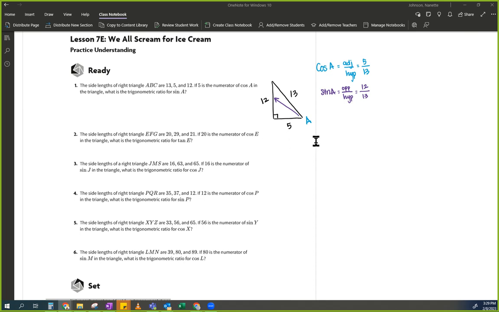Okay. So that's that one. So I'm going to have you guys try this one. It says the side lengths of right triangle EFG are 20, 29, and 21. If 20 is the numerator for cosine of E, what's the tangent? So if you're going to draw the picture, I would draw the picture. I would lay out what they gave you, cosine of E, and then I would lay out what tangent of E is and then start labeling as much as I can.